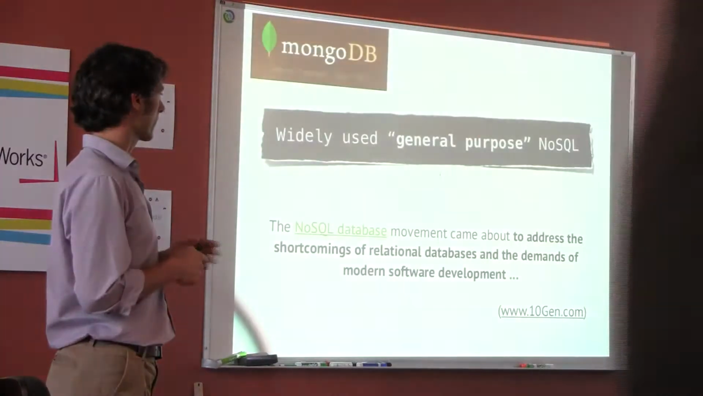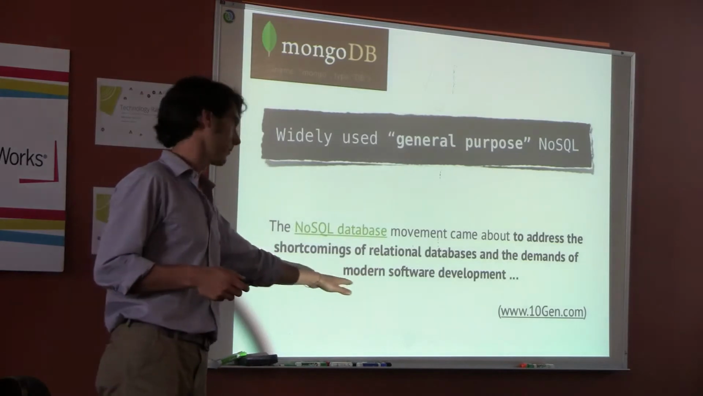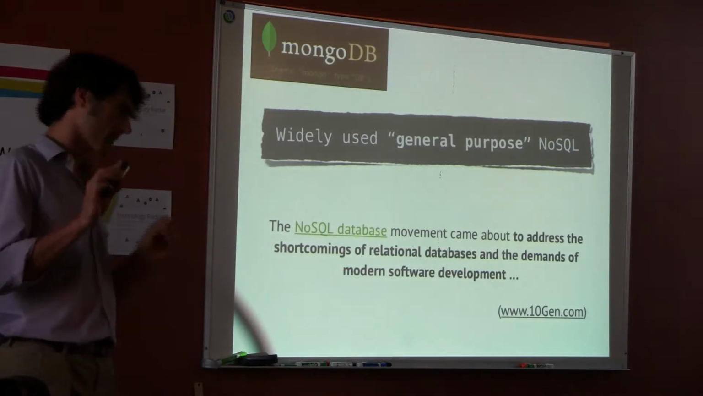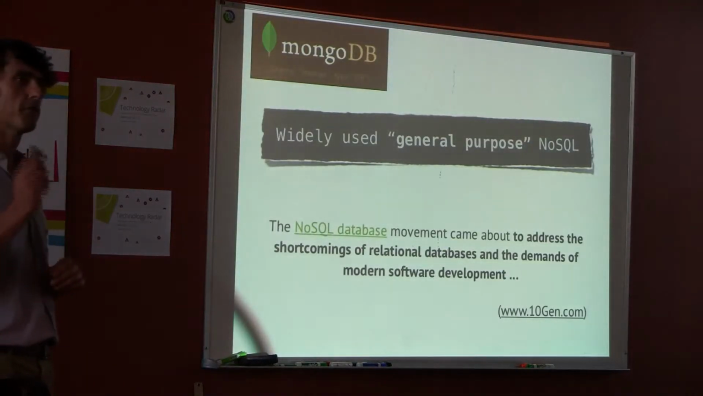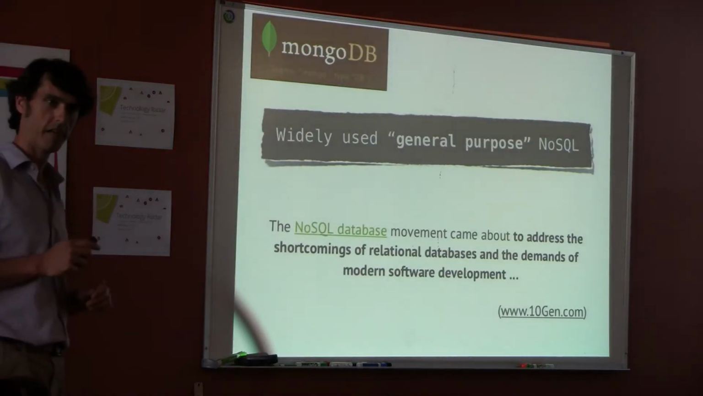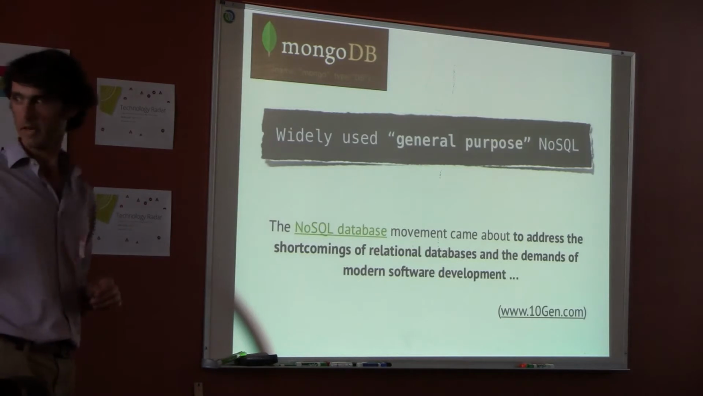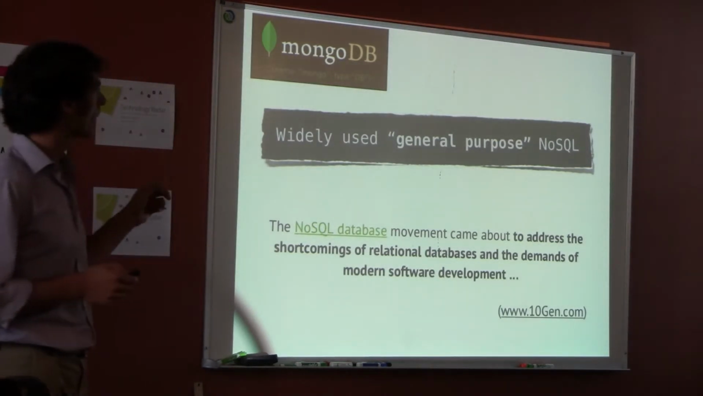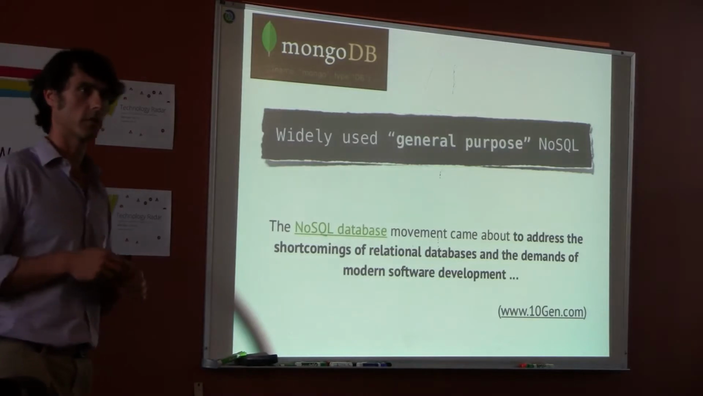So I think, this is a quote from Tengen, they didn't pay me to put this here. The NoSQL database movement came about to address the shortcomings of relational databases and the demands of modern software development. I don't know exactly what modern software development is, but I think it's what Pete was talking about. I have no idea how Mongo enters into that. Mongo's an amazing general purpose NoSQL database, right?